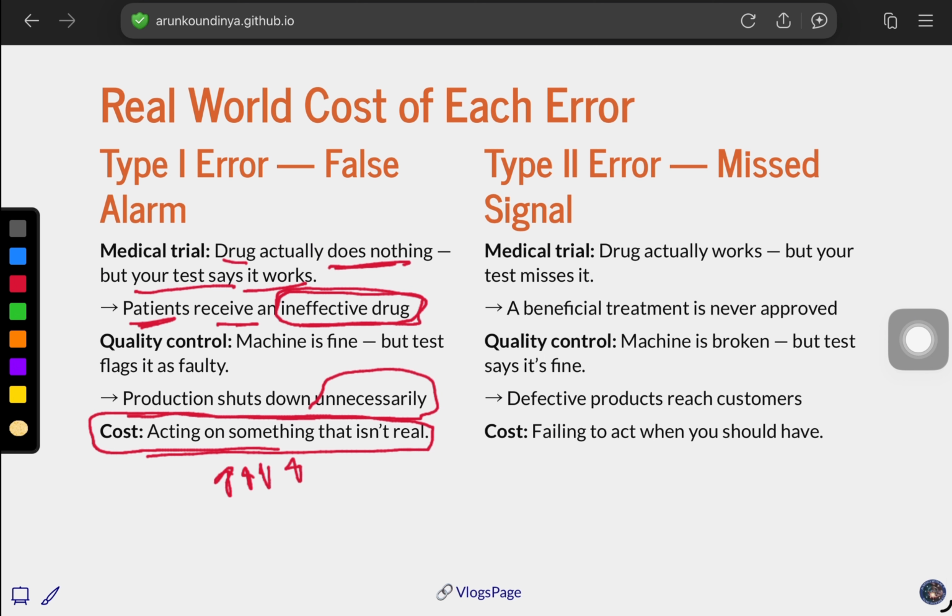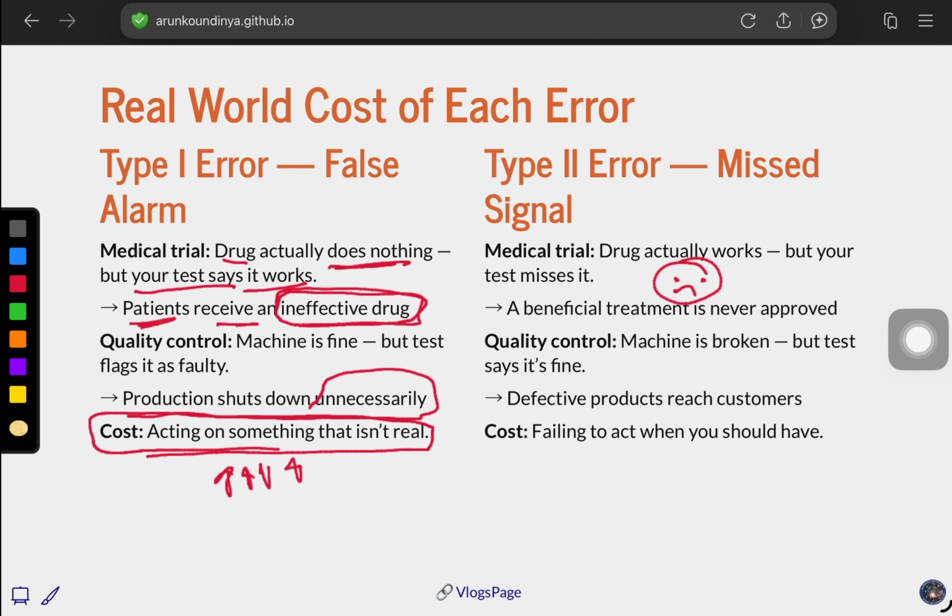Now there is an alternative kind of a thing. Say for example, the drug works and then your test misses it. Say a beneficial treatment is never approved. It means if there is a powerful cancer drug and maybe our test did not approve it, then what happens? The patients are not receiving that cancer drug. It's very sad, right? That is a very bad, sad thing.